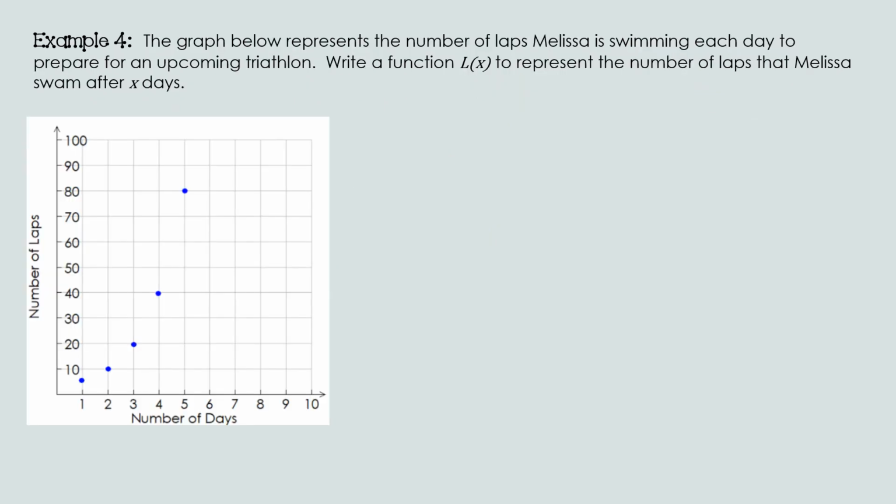Example 4, we're looking at a graph. The graph below represents the number of laps Melissa is swimming each day to prepare for an upcoming triathlon. Write a function L of x. So we are going to write L of x equals the number of laps that Melissa swam after x days. I think that there's multiple ways to approach this problem, and for some of you it's going to be easier visually to see what's going on than others. I would recommend making a table.